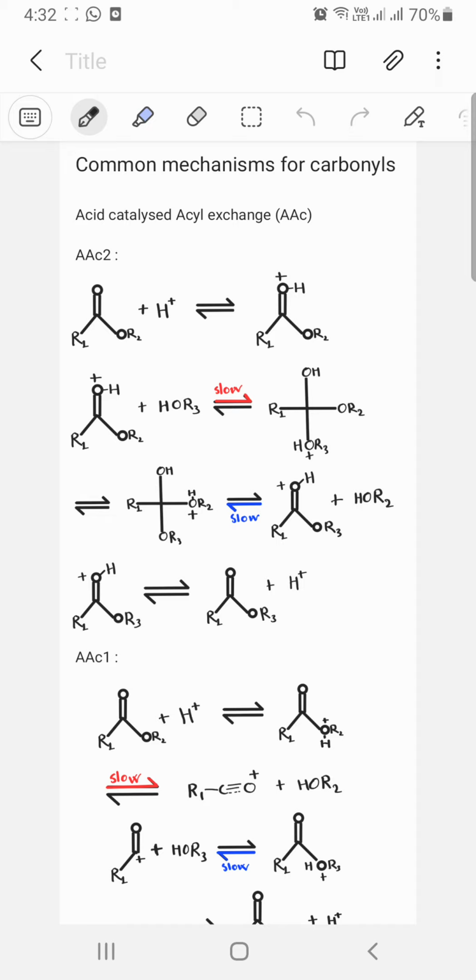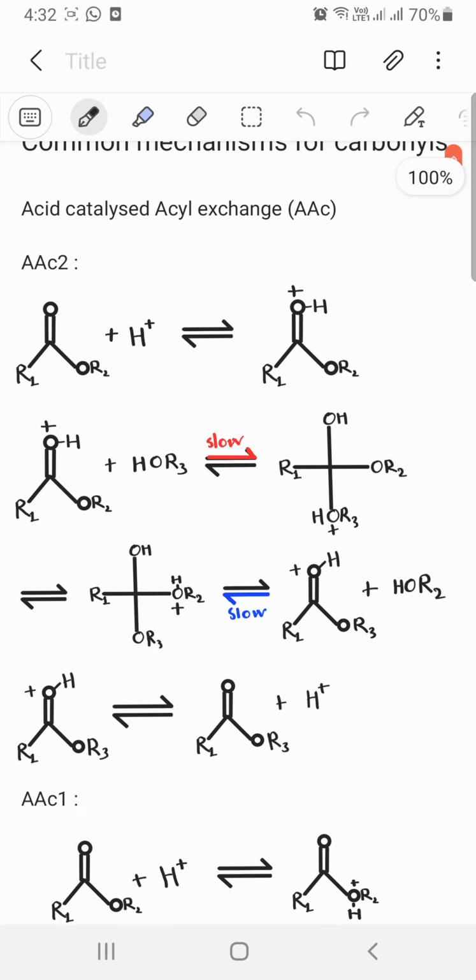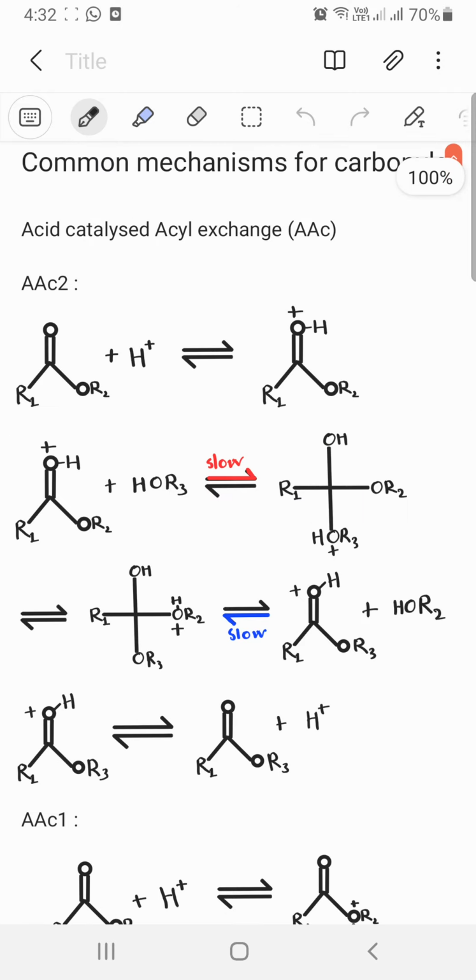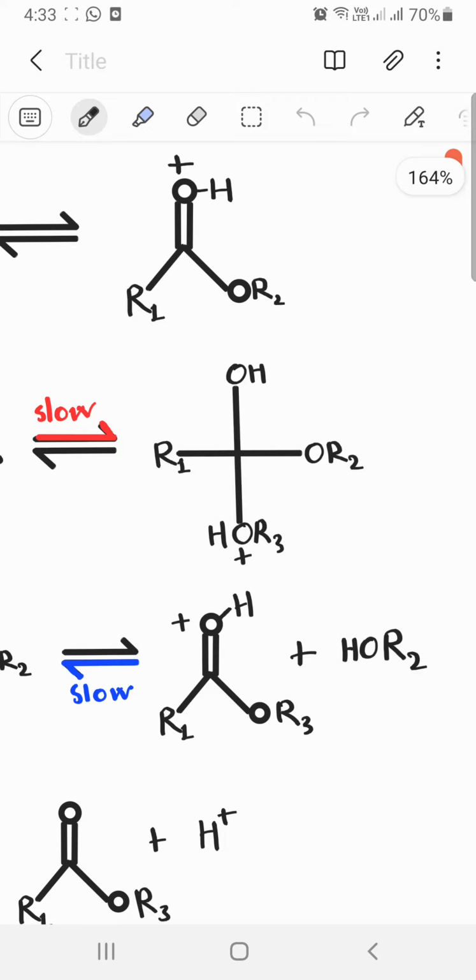Okay, so what happens is that if you have this kind of ester over there and you treat it with H plus, you will get this thing. Okay, and then after that you can add HOR3 to it in the slow step to get this thing. Finally you do a proton shift, and after that you just release that, like that, and that will give us HOR2. So see, a proton shift, so this H goes to there.